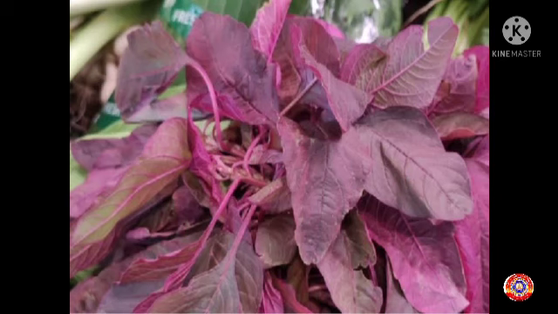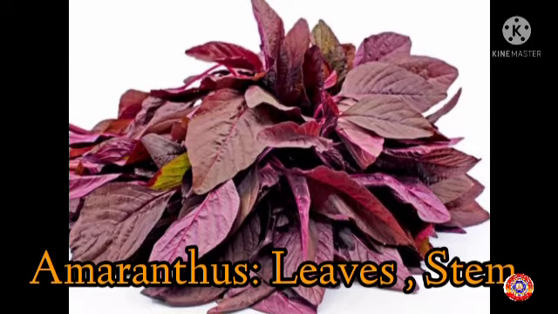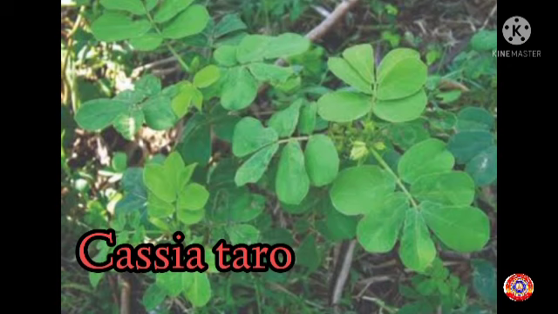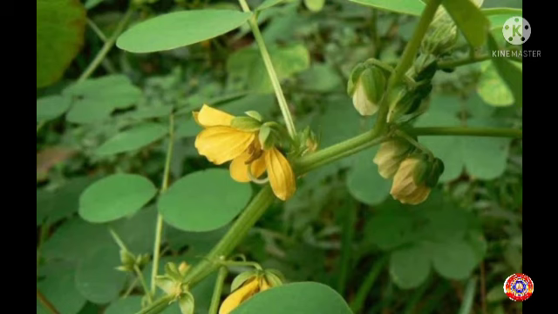Can you identify this one? Yes, very good. This is amaranthus. In amaranthus, food is stored in both leaves and stem. This plant is Cassia taro. I think this plant is not familiar to you. In this plant, food is stored in leaves. This plant is used as a medicine for skin diseases.